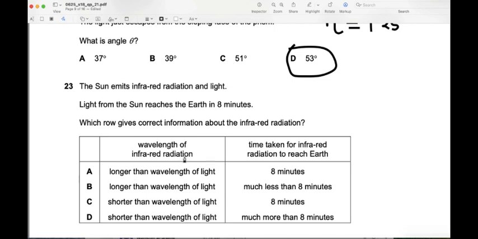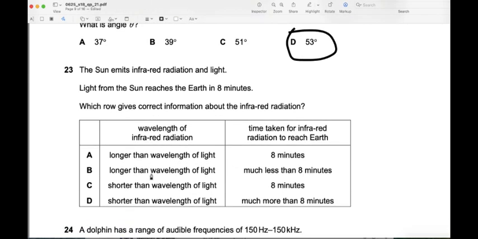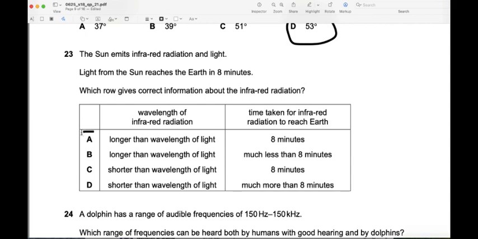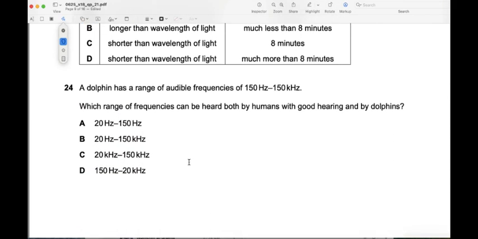The time taken for the infrared radiation to reach is the same 8 minutes. The wavelength of the infrared is longer than the wavelength of light, but it takes the same 8 minutes. The frequency of light is bigger than that of the infrared. So the answer option is A. We move quickly because we have less time.